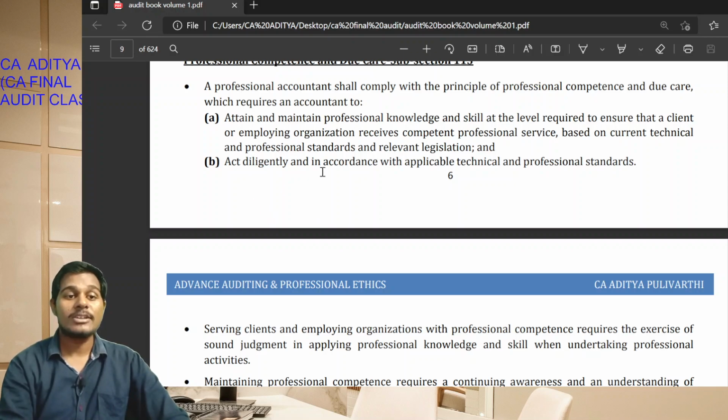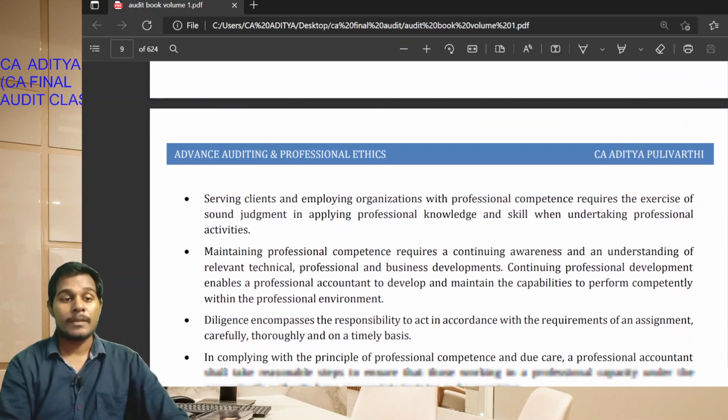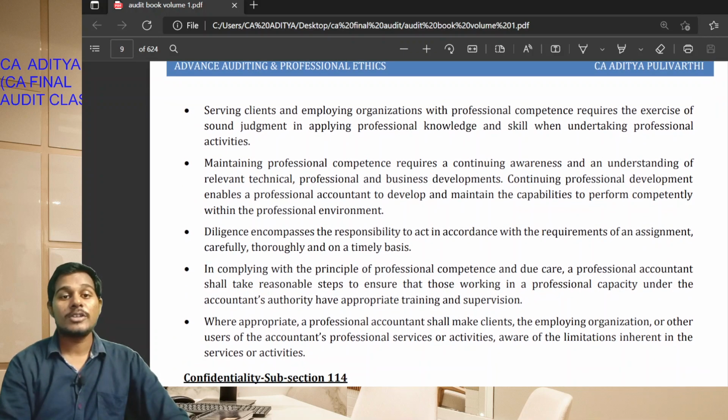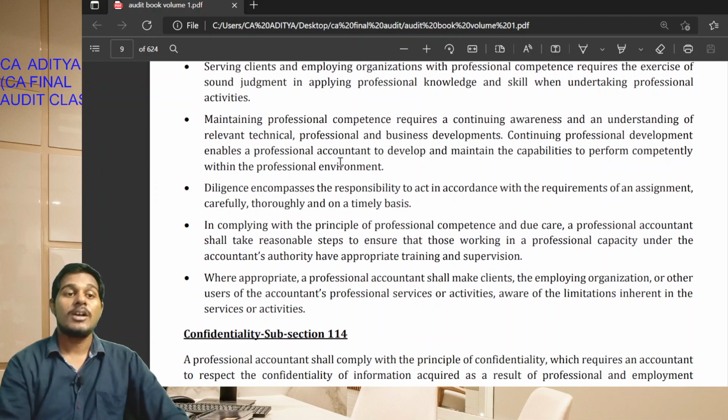Act diligently and in accordance with the professional, technical and professional standards. Serving clients and employing organizations with professional competence requires the exercise of sound judgment. A chartered accountant, while performing his duties in the client or employing organization, should have minimum skill and knowledge and use his professional judgment while using those professional skills and professional knowledge.